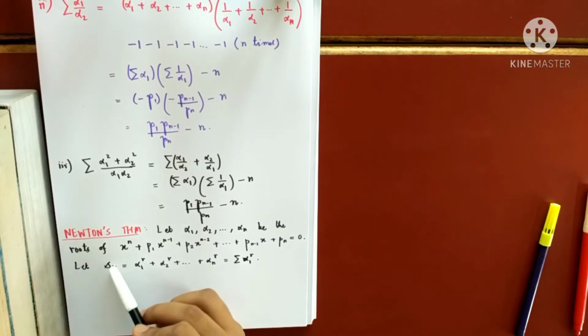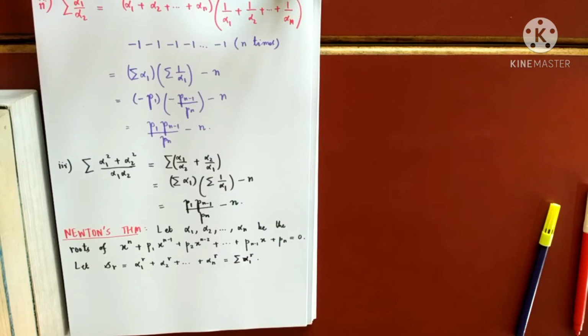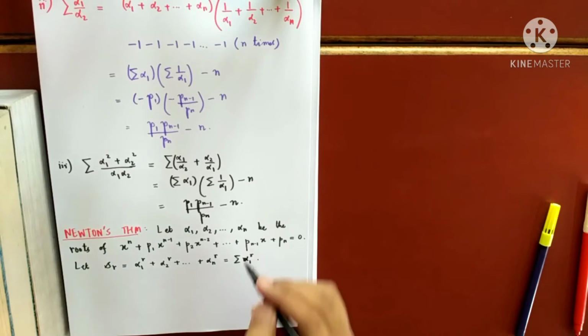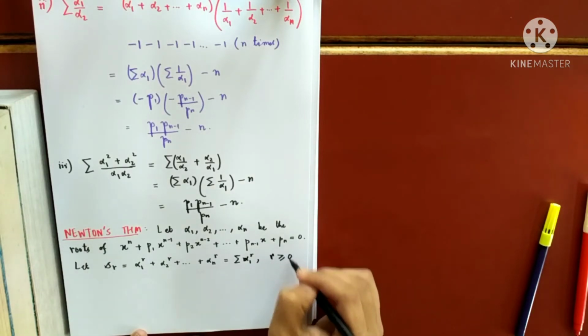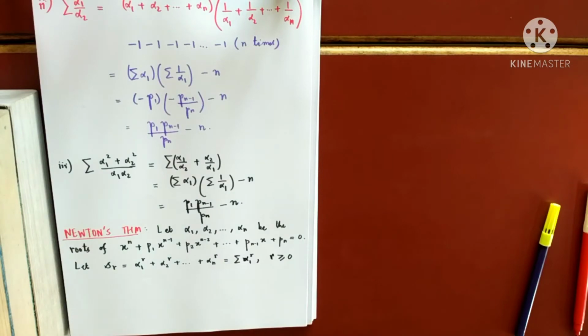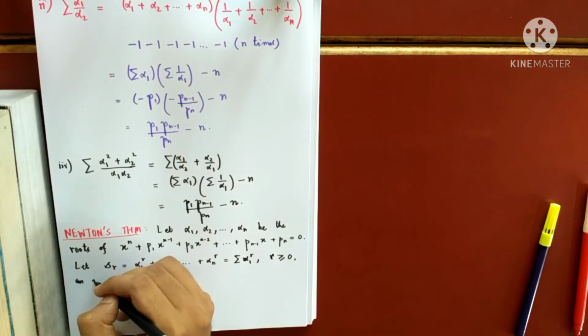That means what will be S3? It will be alpha 1 cube plus alpha 2 cube plus alpha 3 cube and so on up to alpha n cube. What will be S5? It will be alpha 1 to the power 5 plus alpha 2 to the power 5 and so on up to alpha n to the power 5. Where r is greater than or equal to 0. That means we will be interested only in values of 1 or more. So r is 1, 2, 3, 4, 5 and so on. R is definitely an integer.